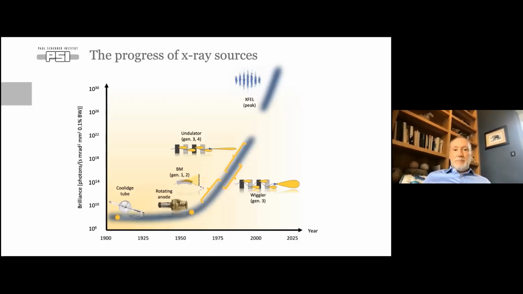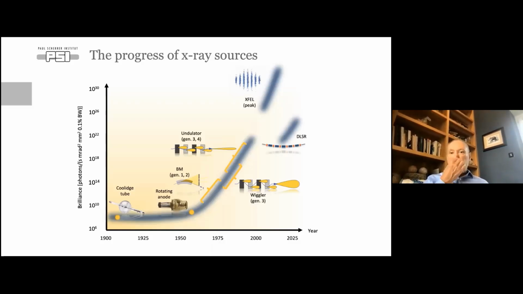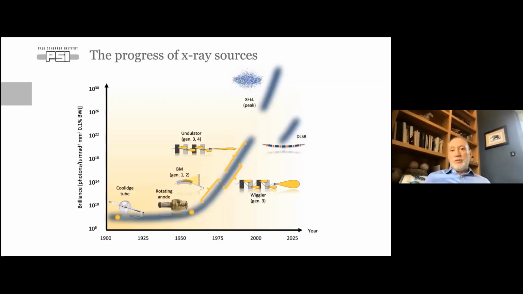But there is a gap in between which is really now being filled up by DLSRs. They have up to 2 orders of magnitude higher brilliance than is presently possible on 3rd generation facilities, and it is this which I'd like to talk about in a little more detail today, specifically with regards to the SLS upgrade.